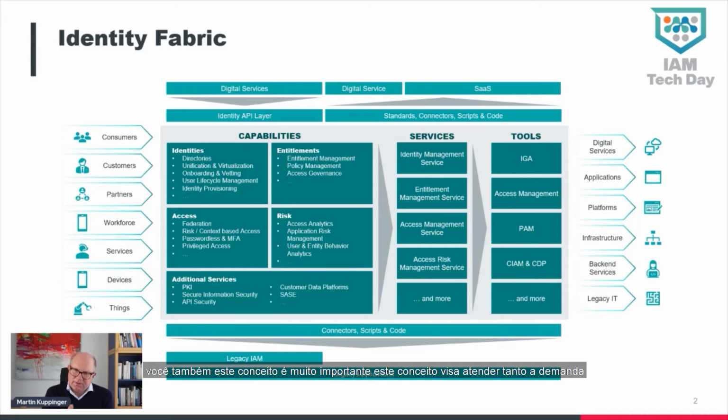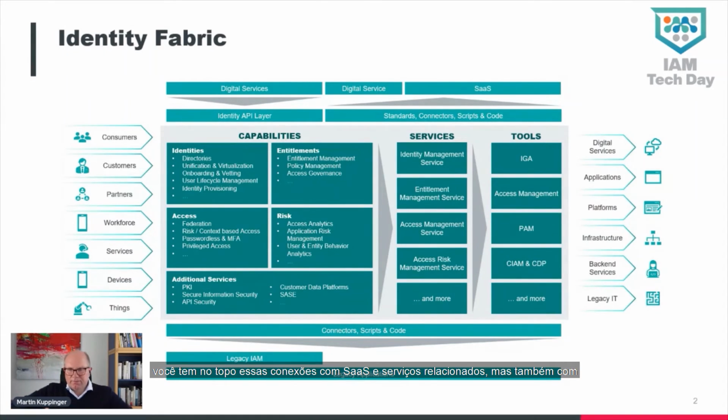This concept is very important. This concept is targeted at serving both the demand of today's digital organizations, digital businesses, but also dealing with the reality you have in identity management. The reality is that you not only have at the top of this graphic all these modern SaaS services and digital services, but you also have at the bottom your legacy applications, and you will frequently have a legacy identity management. And one of the core elements of this concept is to say there's a connection to these. These are served as well. And it might be that you go through your legacy IAM, that you use your existing identity management and then say, I modernize into a modern identity fabric on top of it.